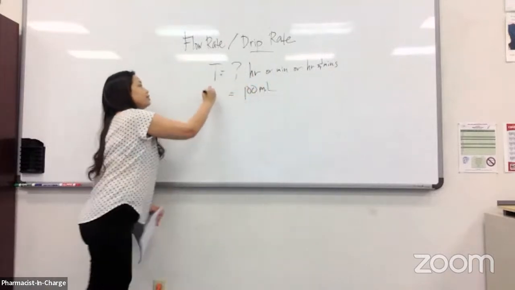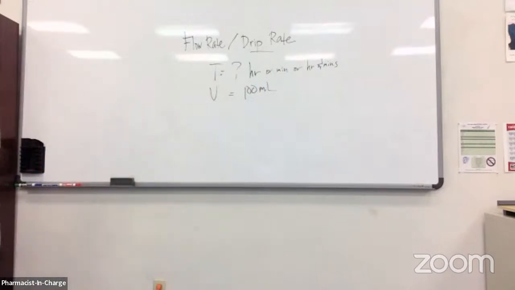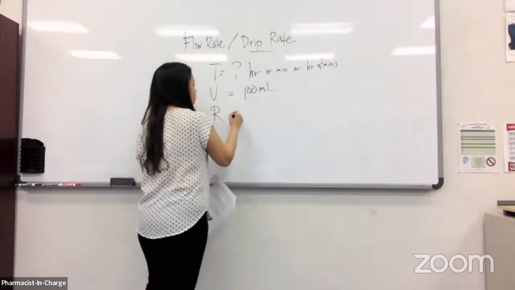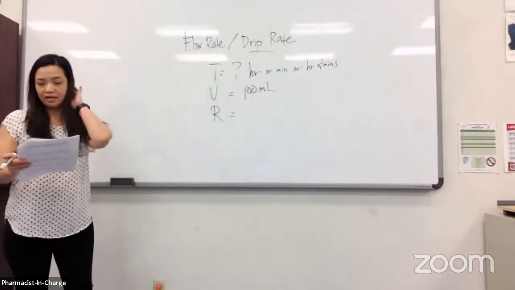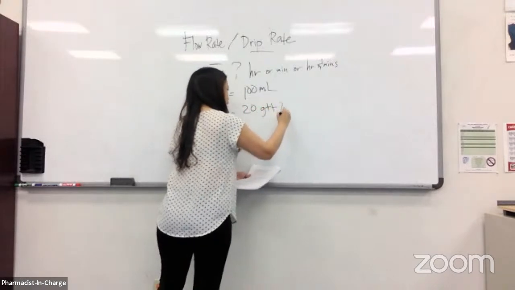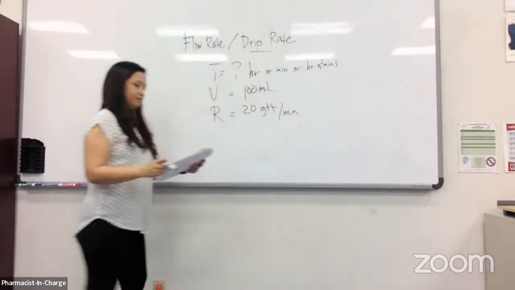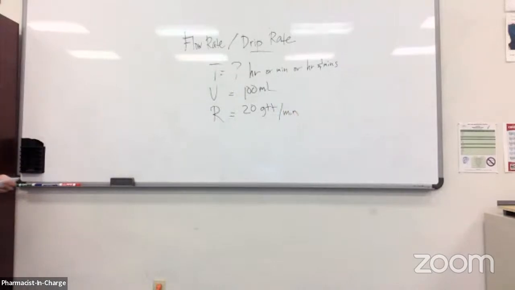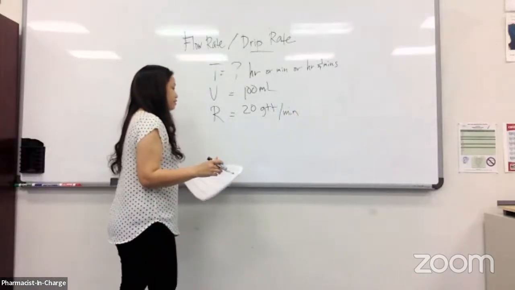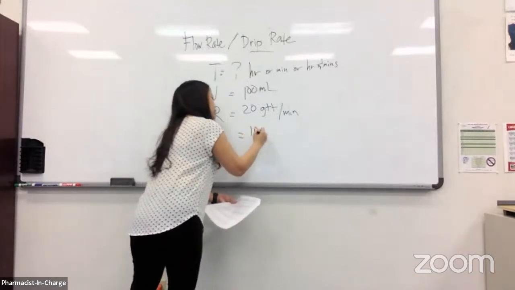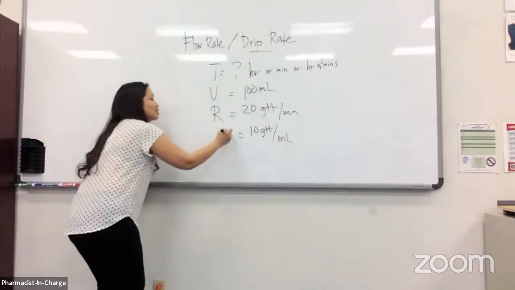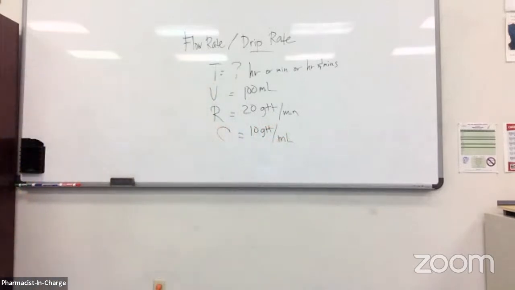V. A V. And then I see something else. What did it say? The rate of. There's an R over there. Right? And what does it say? 20 drops per minute. There's another one. It says the administration set delivers 10 drops per ml. What is that? Drops per ml is what? That's the C. That's the drop factor constant.